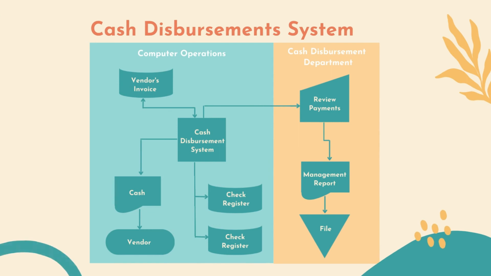For cash disbursements, the company only pays on every purchase order, as the oil depot does not accept credit on their account. After receiving the vendor's invoice, the cash disbursement system processes the payment amount. Cash is then sent and recorded to the cash register. The cash disbursement department then reviews the payment before submitting the management report.